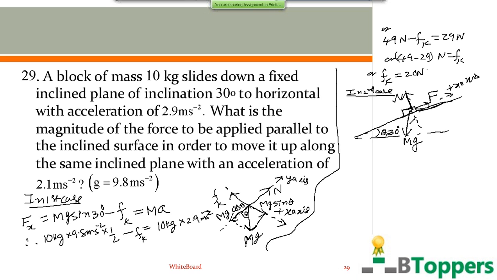You can resolve the weight mg into rectangular components. The component mg cos theta acts perpendicular to the inclined surface. The component mg sin theta acts down the inclined plane. Here the block is moving up along the inclined surface in the second case. So force of kinetic friction of the block by the inclined surface acts down the inclined plane, opposing the motion of the block relative to the inclined plane.